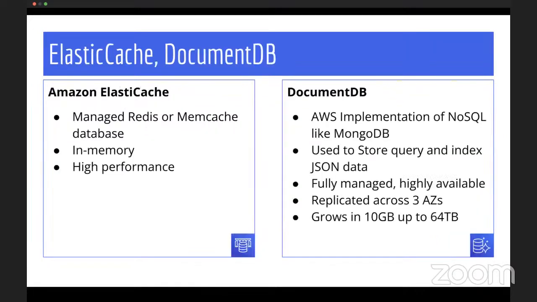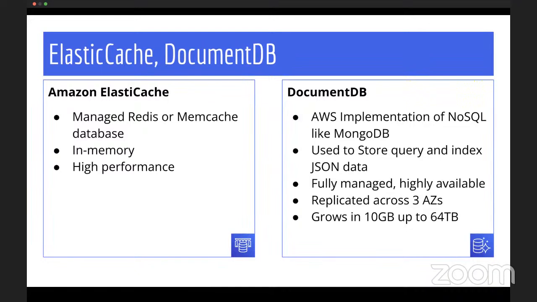So moving on, we'll be looking at ElastiCache and DocumentDB. Now, we talked about an in-memory database, right? So to use an in-memory database on AWS, you get to use ElastiCache. In the software development world, it is called a cache because you can quickly retrieve data from it, right?